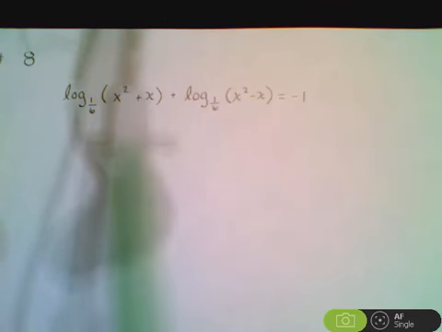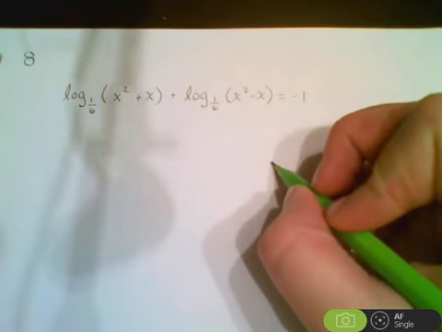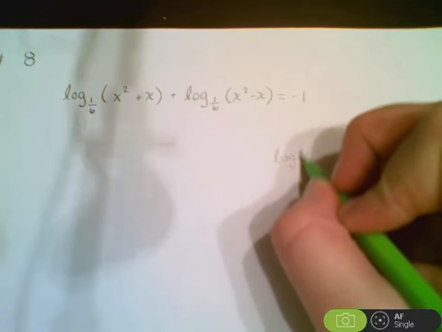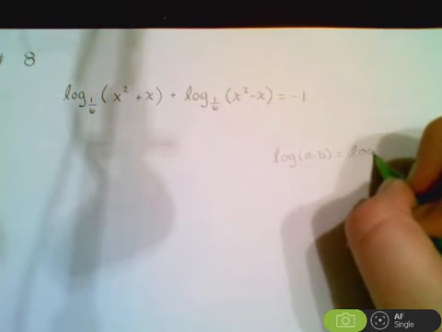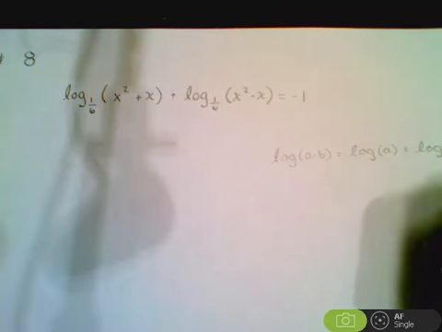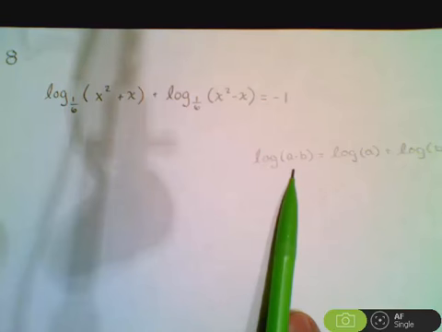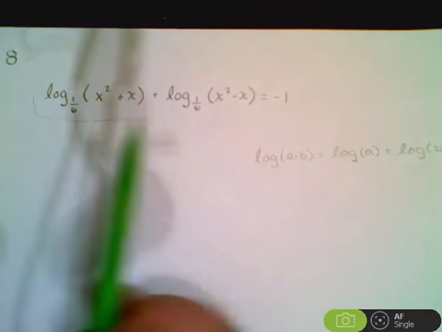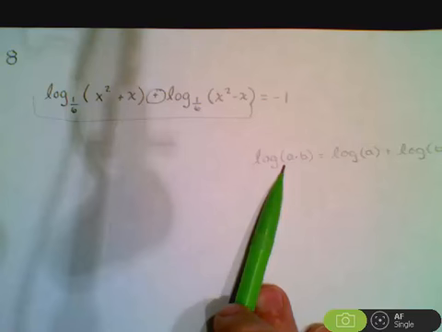Well, we have two different logs on this side, but we know we can use our log property, the product property of logs, that says log of a times b can be rewritten as log of a plus log of b. This also says if I have two logs that I'm adding together, I can rewrite them as multiplication. So that's what I'm going to do here. I'm going to make these one giant log. Since it's addition in the middle, I can rewrite them as the product of those logs.